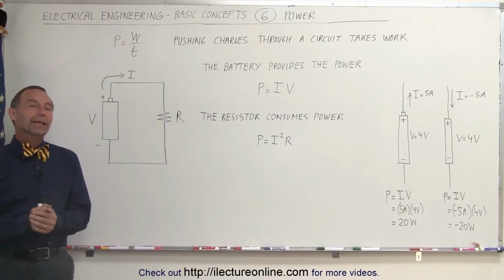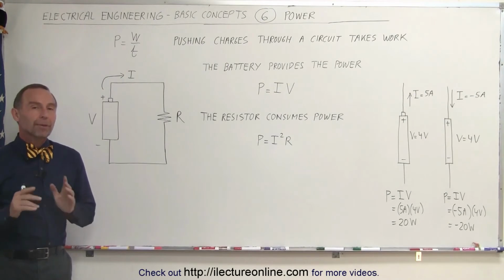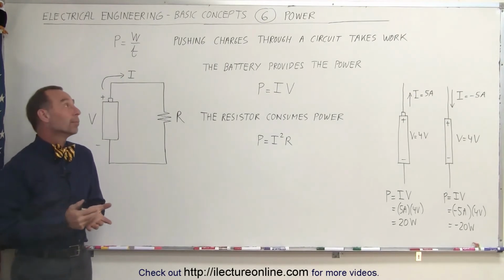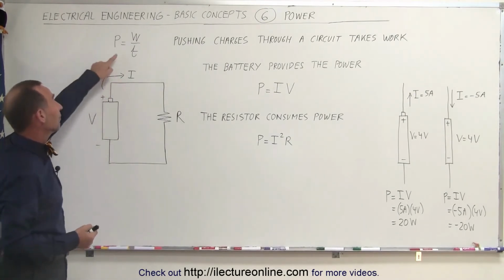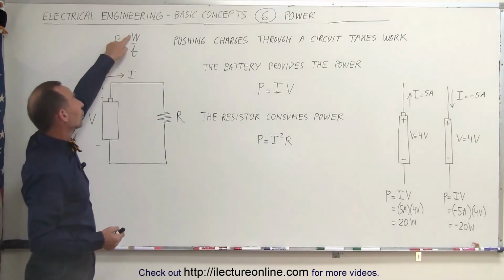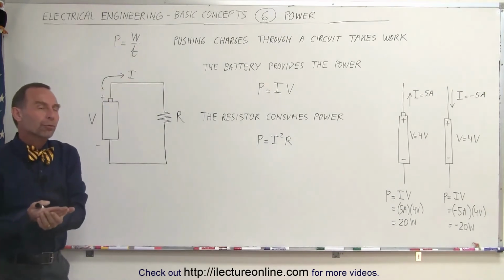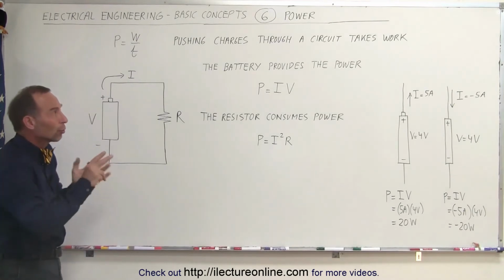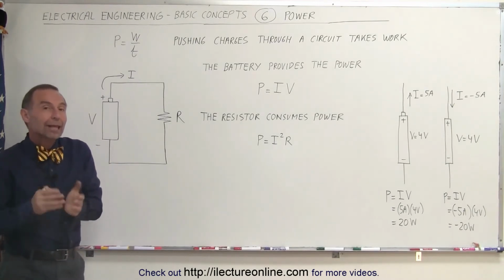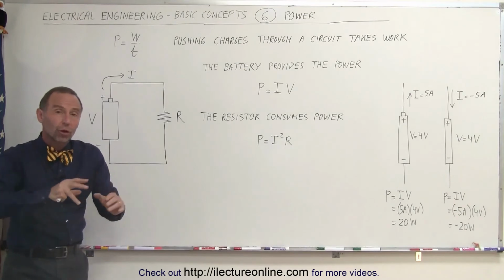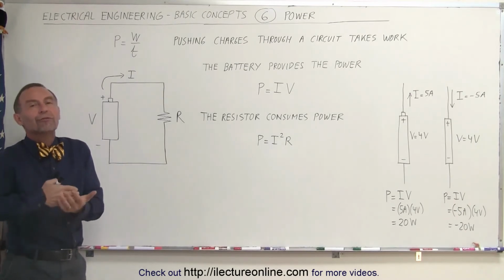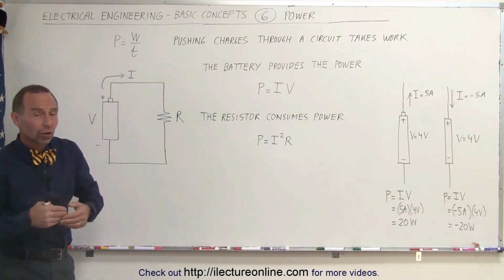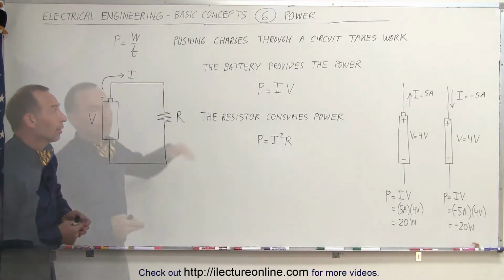Welcome to Electro Online. In this video, we're going to talk about power. What does power mean? Well, power, by definition, is work over time. How much work you can perform per unit time. Now, it turns out that pushing charges through a circuit takes work. And the more charges you push through a circuit, the more power it requires. Or the faster you push charges through the circuit, the more power it requires.